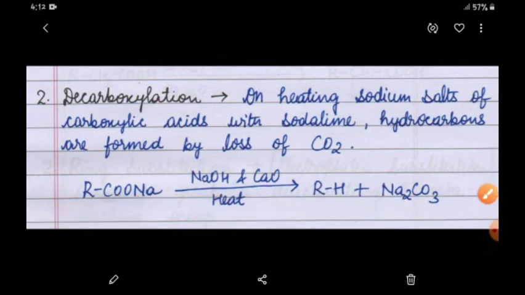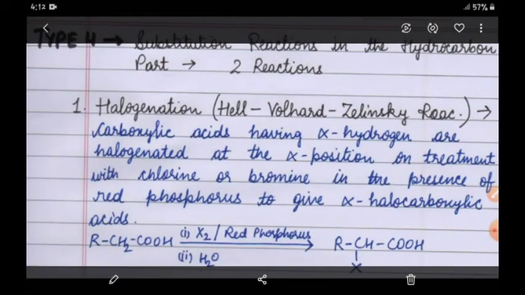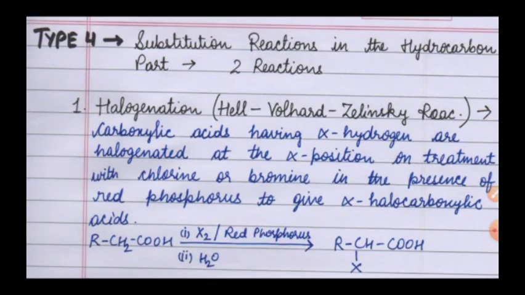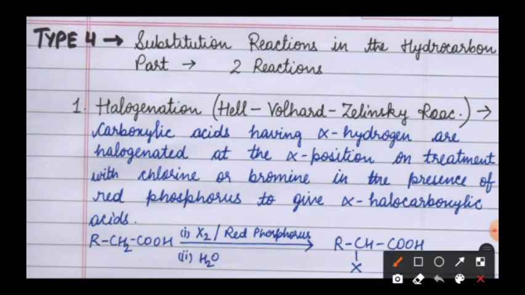Now let us see the last category of reaction, which is type 4, substitution reactions in the hydrocarbon part. Now here there are 2 reactions. First is halogenation and second is ring substitution. The first reaction here is a name reaction known as Hell-Vollhard-Zelinsky reaction, or in short the HVZ reaction, and it has been asked in board exams many times.